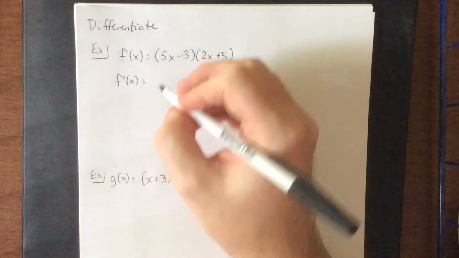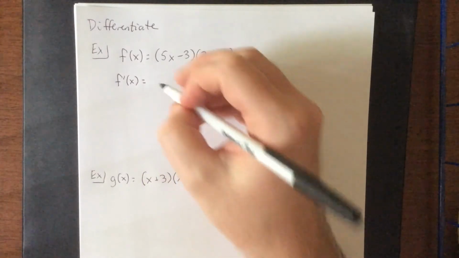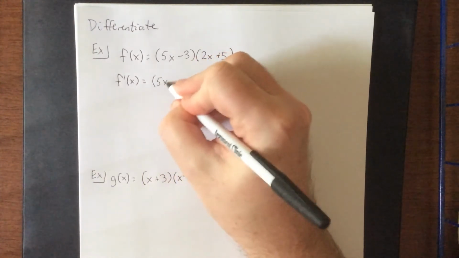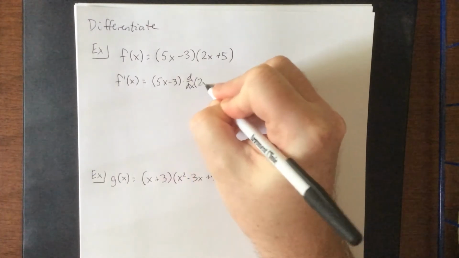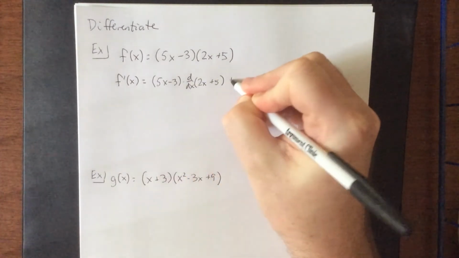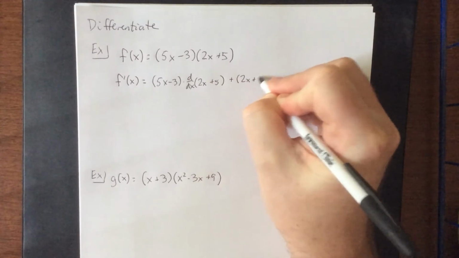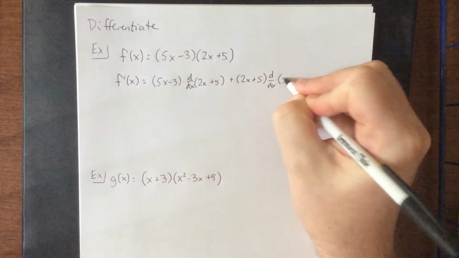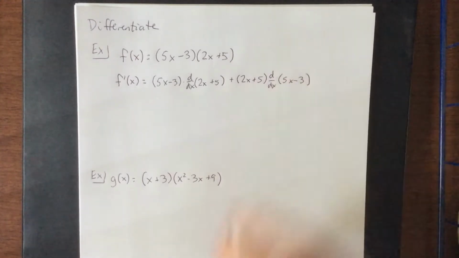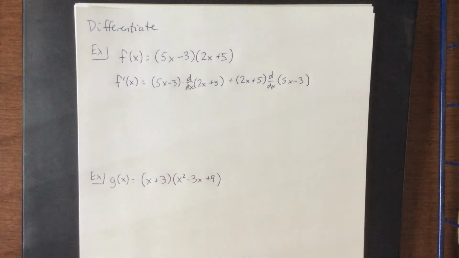So the product rule states that in order to differentiate this product, we take the first factor times the derivative of the second factor, plus the second factor times the derivative of the first factor. Sort of a little back and forth thing.